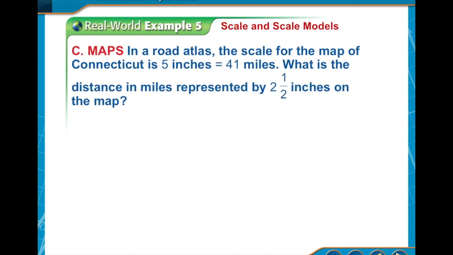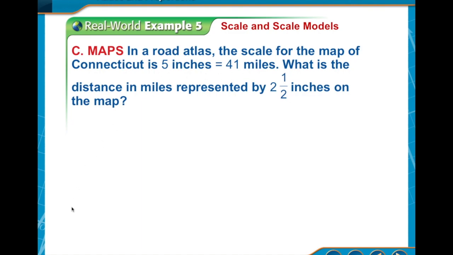So C, another short problem with a little bit of context that we can understand. In a road atlas, the scale for the map, Connecticut, so we're talking about a little map that you look at, and they give you a scale so that you know how far apart the things actually are based on how zoomed in the map is. So the map says for every 5 inches, that's 41 miles. So what's the distance in miles represented by 2.5 inches in real space as you're looking at the map?